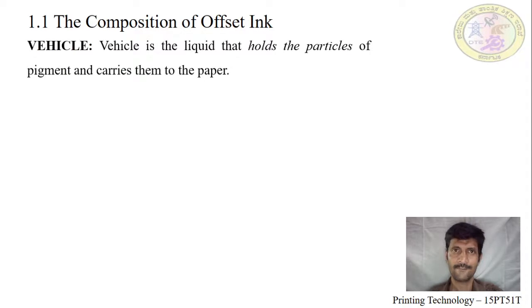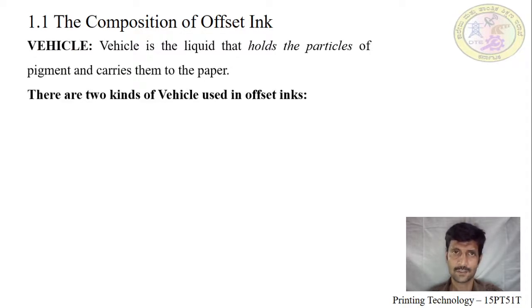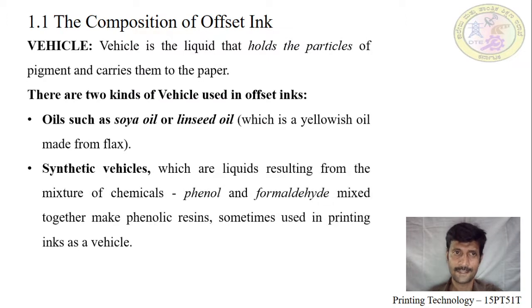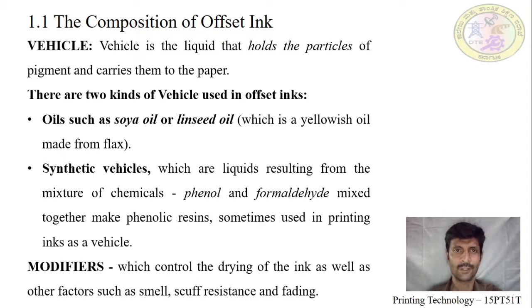Next, we will see the vehicles. Vehicles are also of two kinds. One is oil, second one is synthetic resin vehicles. Oils such as soy oils or linseed oils. Synthetic vehicles are phenol and formaldehyde mixed with a phenolic resin, sometimes used in printing as a vehicle. Modifiers, which we already discussed, control the drying of the ink as well as resistance, fading and smell of the ink.